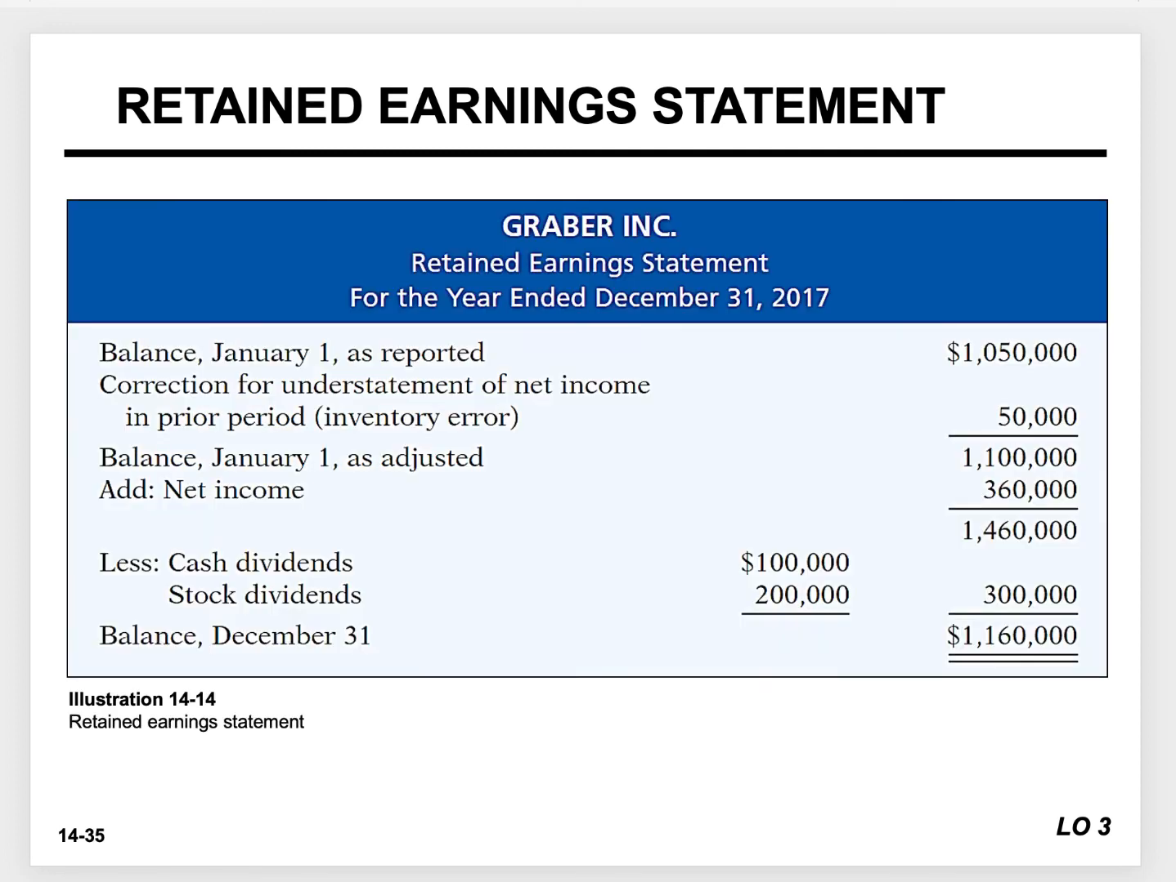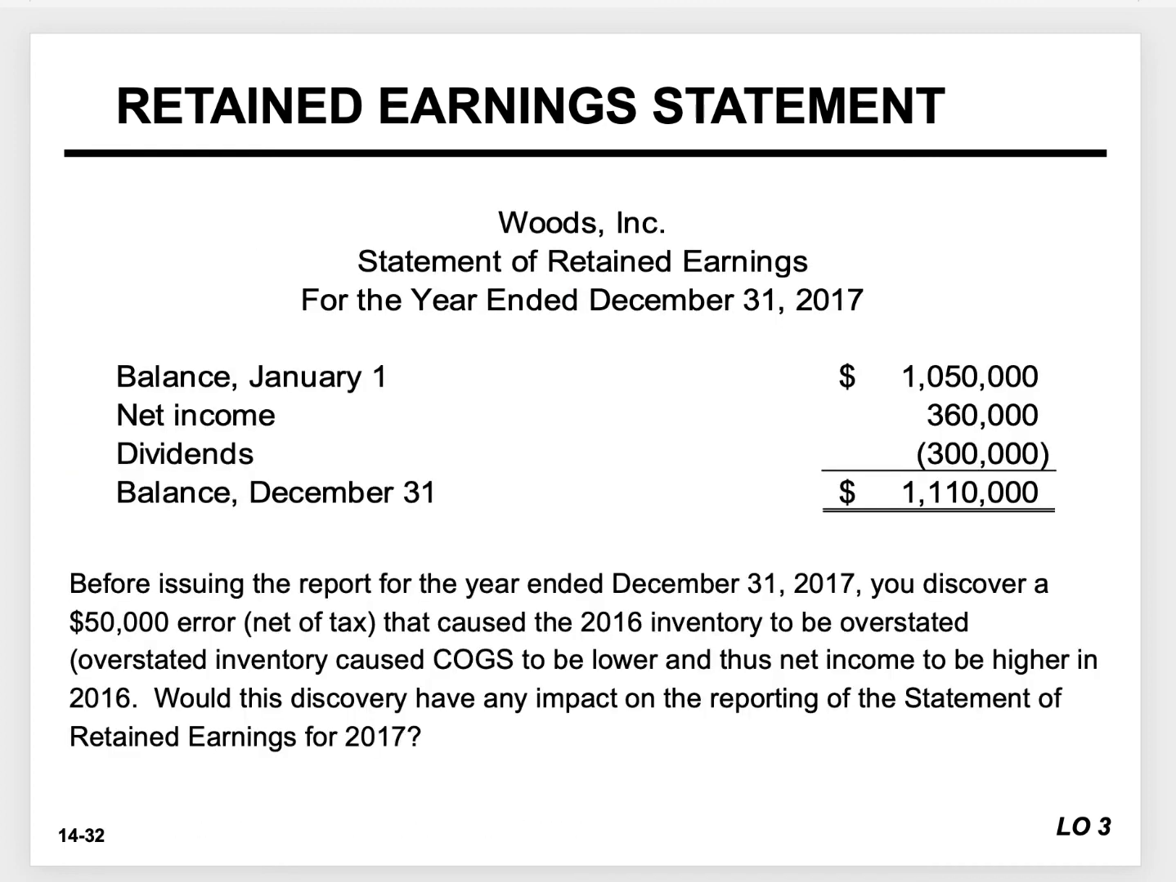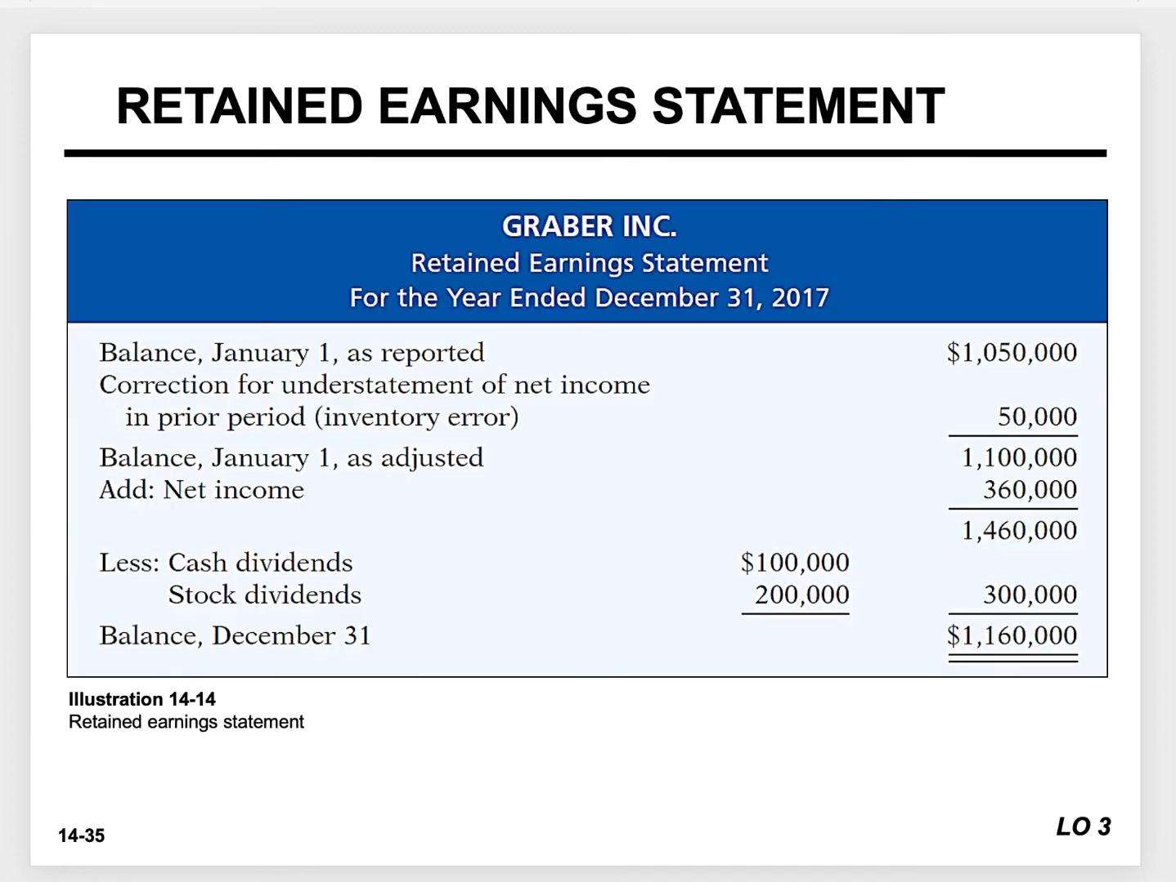So let's look at an example. So we have Graber Incorporated. It's the retained earnings section of their balance sheet. Notice what we have first. The beginning balance, January 1st, as reported, it was $1,050,000. These are the numbers that we're working with here. Okay? So we're starting off with the $1,050,000.